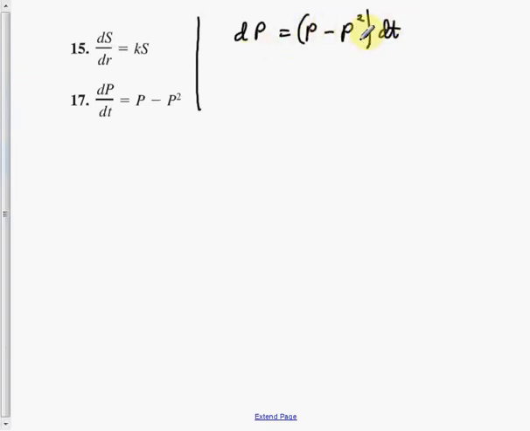Divide both sides by p minus p squared. And if you will, I'm just going to go ahead and write that in terms of how I want it. This is p times parentheses 1 minus p times dp is equal to dt. Is everybody with me so far? All right.